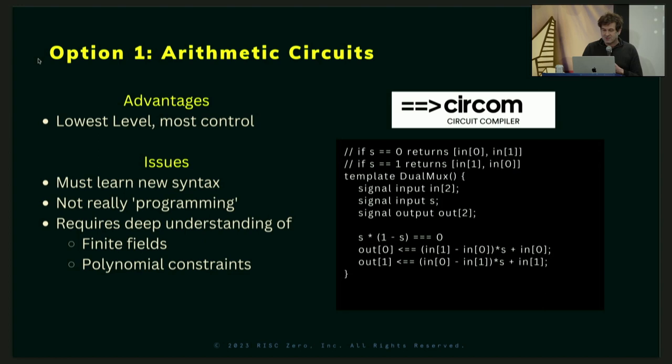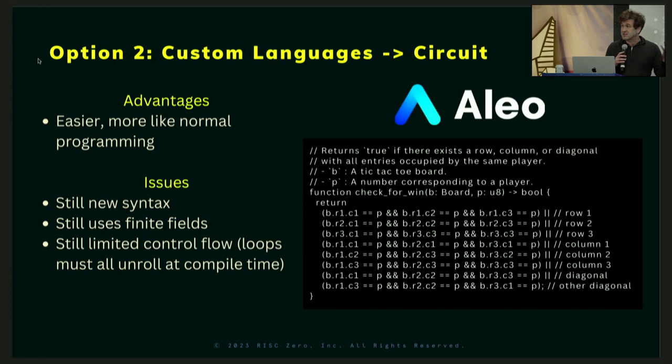The other option is to make a high-level language that then compiles down to a circuit. This is what some people, like Aleo, for example, do. It's a lot easier. It's much more like normal programming. But you still need to learn a new language. You still need to understand the basics of some of the math under the hood. And it has very limited control flow. You can't generally, for example, do a loop over some number of elements where the number of elements isn't known when you build the circuit.